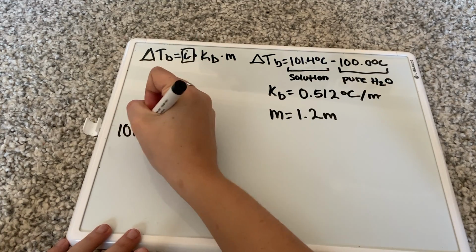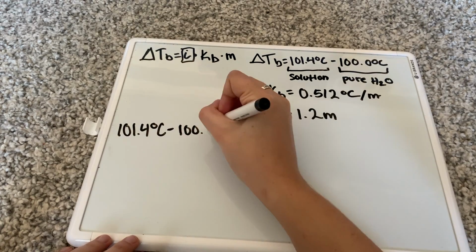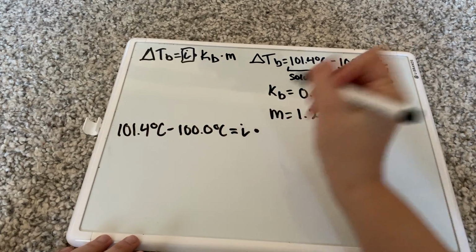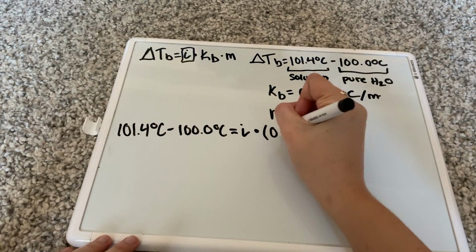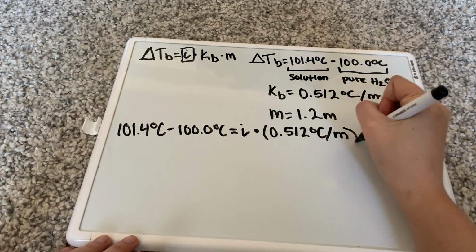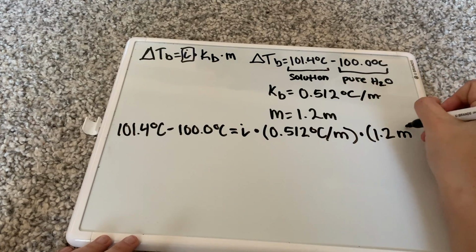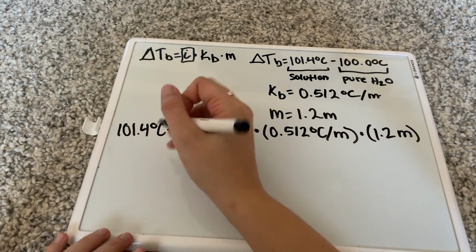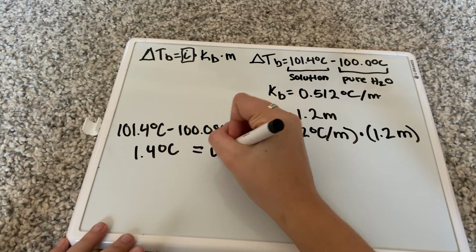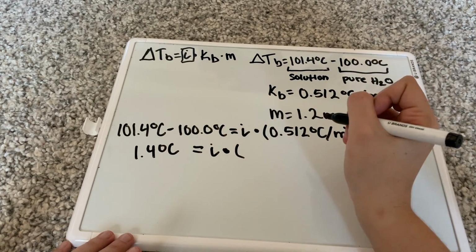Now that we've defined all the elements of the equation, we can input the values and begin to solve for i. Remember to include the units for temperature and molality, as this will be helpful in keeping track of our math and determining the units at the end. First, I will begin by solving the left side of the equation, 101.4 degrees Celsius minus 100 degrees Celsius, which gives us 1.4 degrees Celsius. On the right side of the equation, the variable i will stay the same.